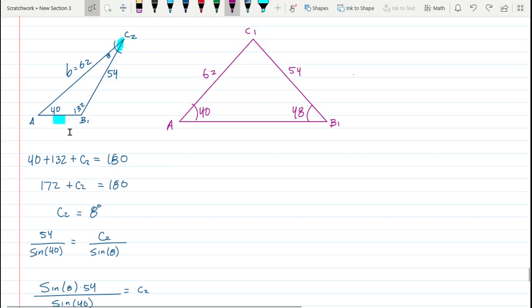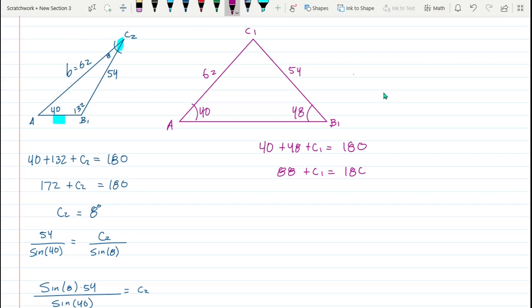So that was all for this guy right here. Now for the bigger purple triangle that we have here on the right side, we'll do the same. First begin by figuring out C1, so 40 plus 48 plus C1 has to equal 180. So 40 and 48 happen to be 88. And C1 is equal to 92. So C1 is 92.